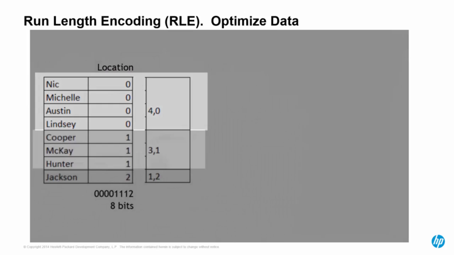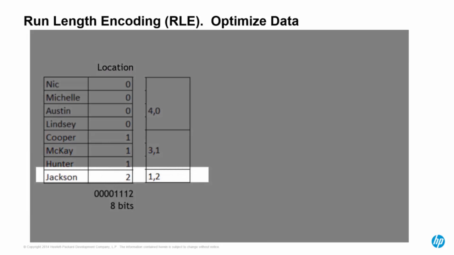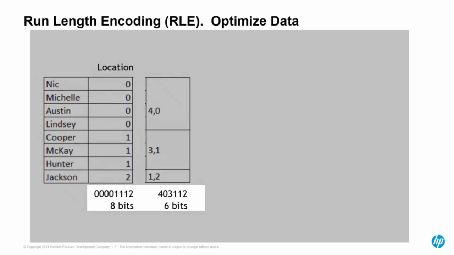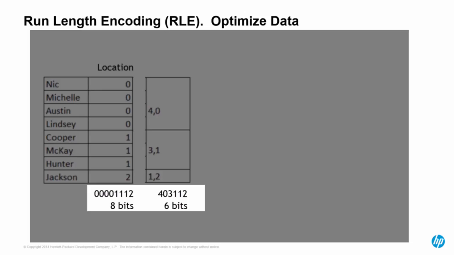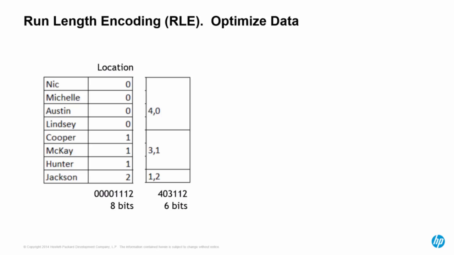Nick, Michelle, Austin, and Lindsay all live in area 0, right? Cooper, McKay, and Hunter all live in area 1, represented by 3, 1. And Jackson lives in area 2, represented by 1 person in area 2. Now, when we look at that, the original column was 8 bits. The second column is 6 bits. Now you say to yourself, okay, so I saved 2 bits. It's no big deal.